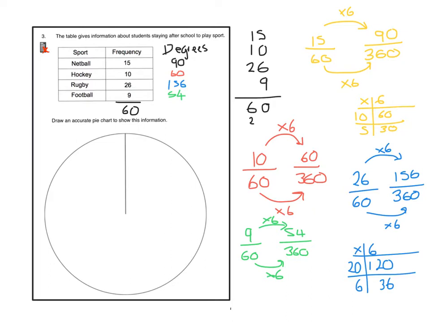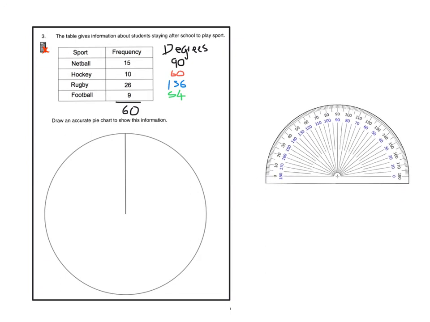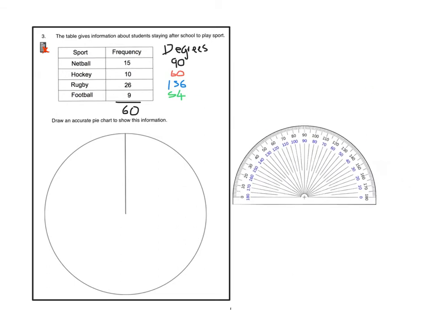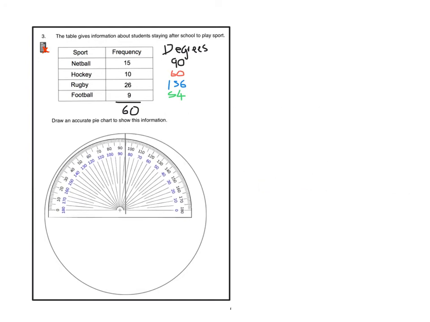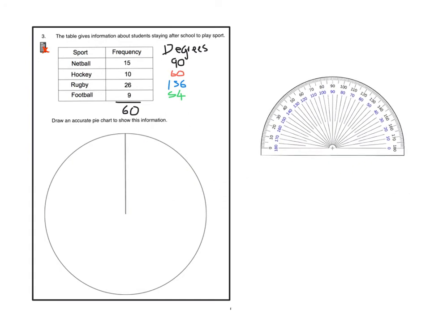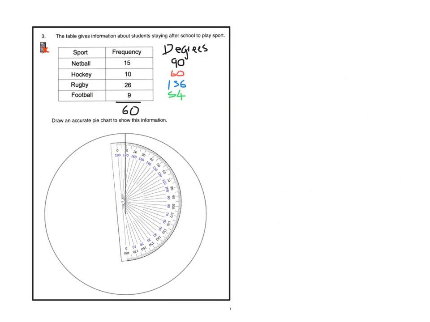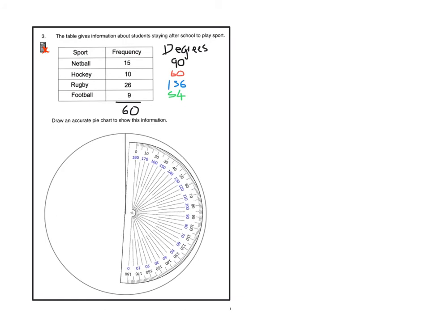So I now need to get my protractor. Okay, so I've got my protractor here, and the first one that we're going to do is the 90 degrees for netball. Now, a lot of people insist on holding their protractor horizontal like this. They end up putting it there and getting it completely wrong. Your protractor can move, okay? So make sure you're moving it. Move the paper if you're not sure how to move the protractor.